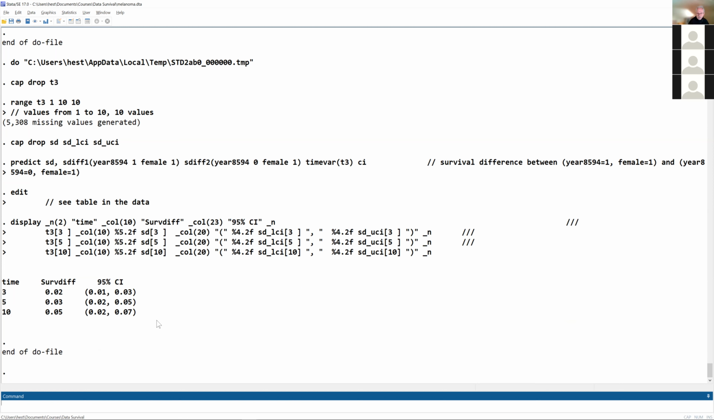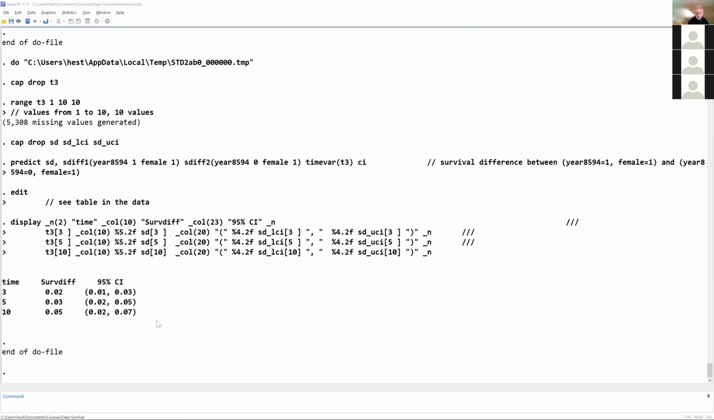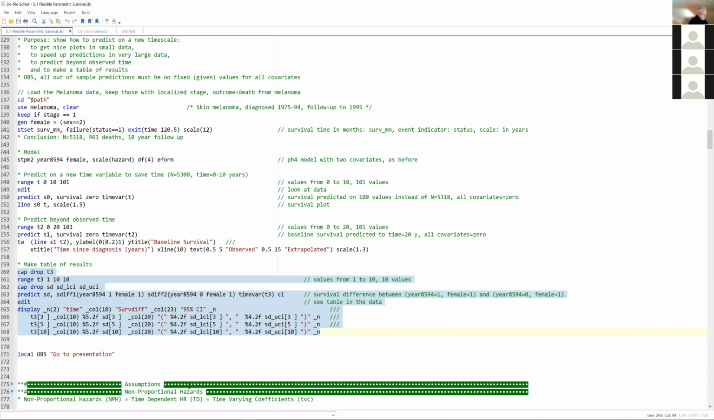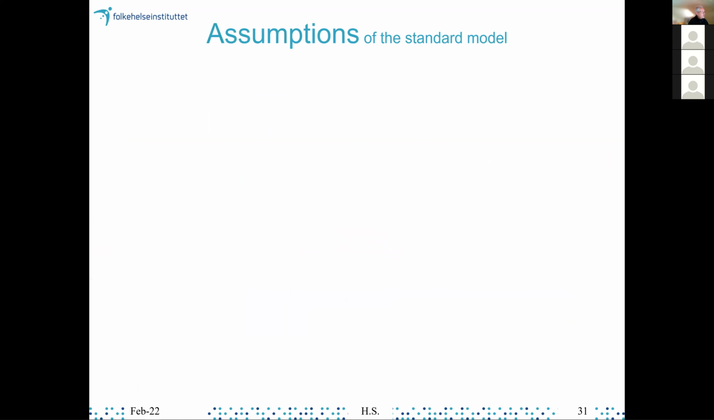Okay. I think that was, let me just see. Yeah, back to the presentation. And now we're on to the assumptions of the standard model, but then I think we will take a break first, and we will be back at 2:30.